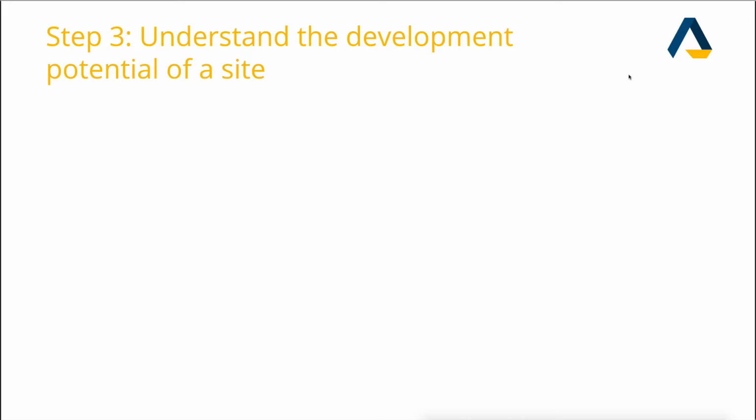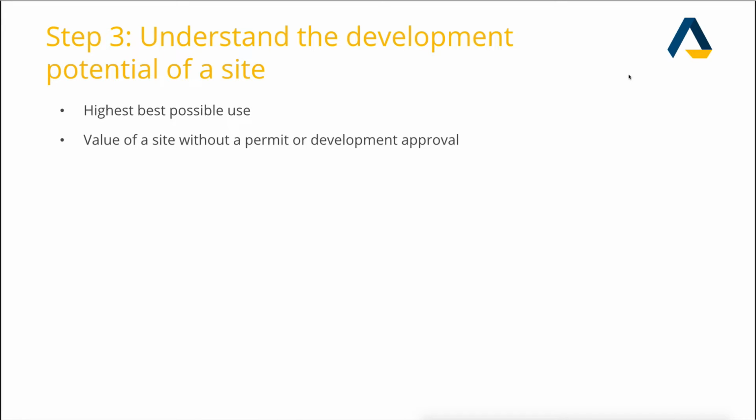Step 3, understand the development potential of the site. You've got to be able to figure out the maximum number of units that you can put on a site, which is called the highest best possible use. And this is what I teach in my course, how to determine all of these things.